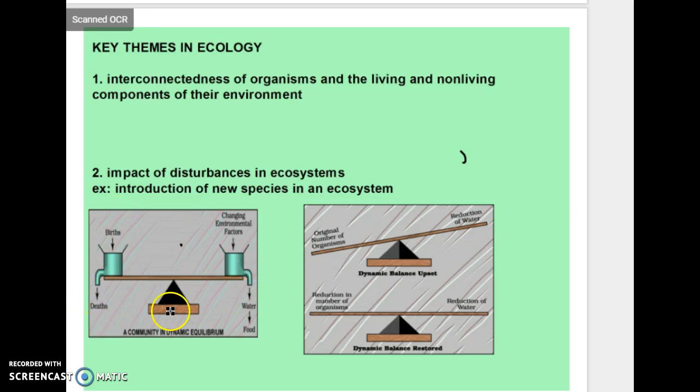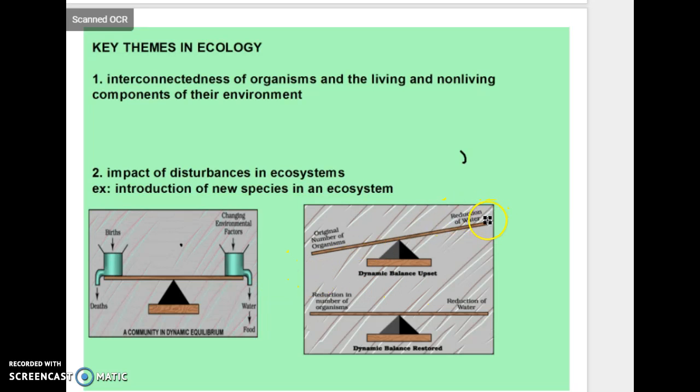So for population numbers, the number of births has to equal the number of deaths in order for populations to remain stable. Changing environmental factors can have an effect on that population and how much can be supported in a particular habitat or ecosystem. Some of the main factors that limit population size would be water and food, of course.